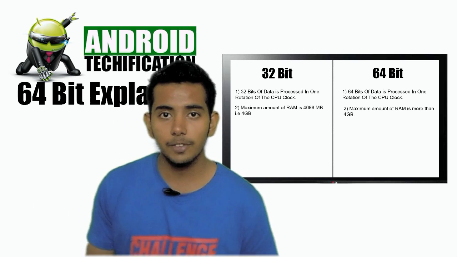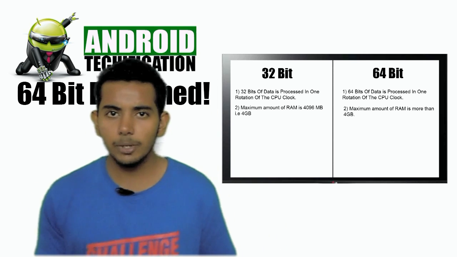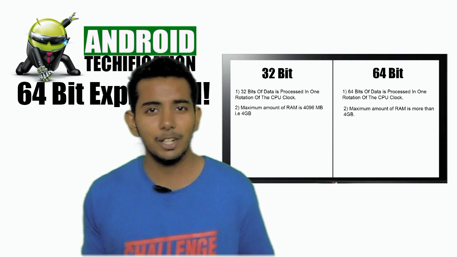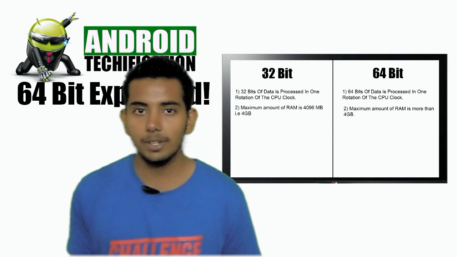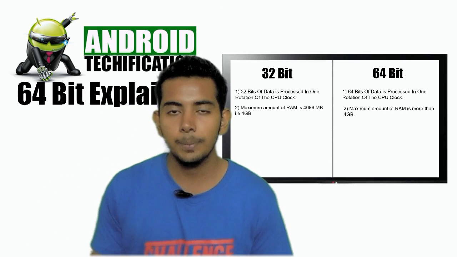Also, another important difference is the maximum amount of memory supported. In a 32-bit processor, the maximum amount of memory supported is around 3 to 4 GB, whereas a 64-bit processor supports amounts of memory greater than 4 GB.